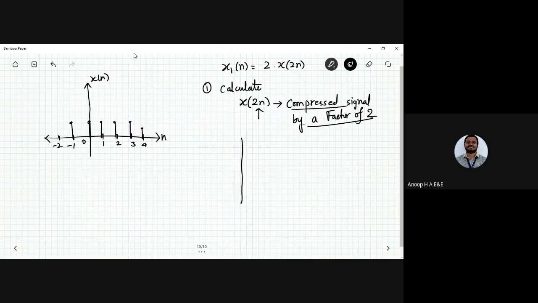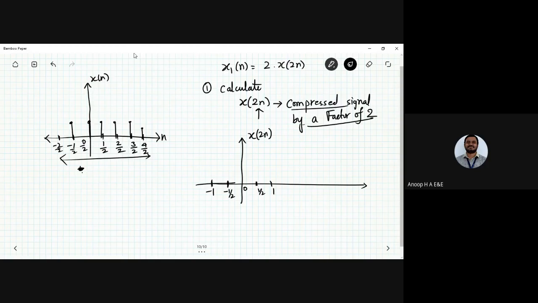So what I'm going to do here is, I'm going to write the compressed signal x of 2n, then I'm going to multiply again with the value that I have written there. So on the time axis of x of n, I need to divide by 2. If you observe here, I'm dividing it by 2. So now this is 0, this is 1 by 2, this is 1, this is 3 by 2, that is 1.5. Next, this is 4 by 2, that is 2.